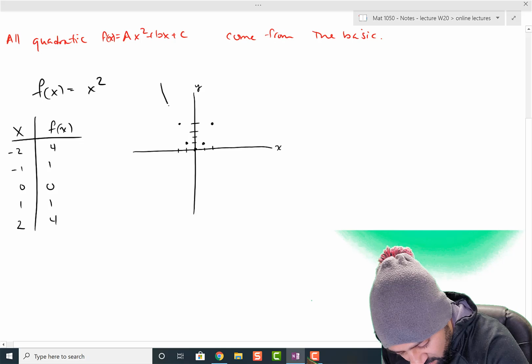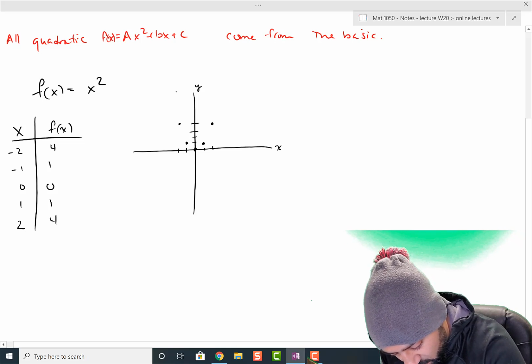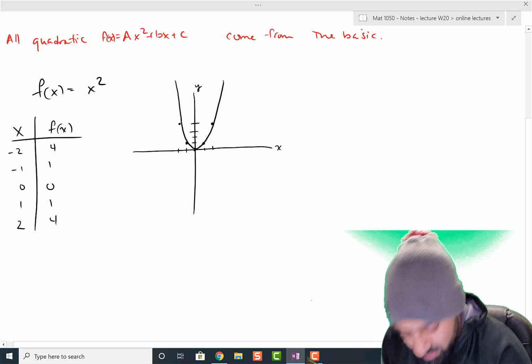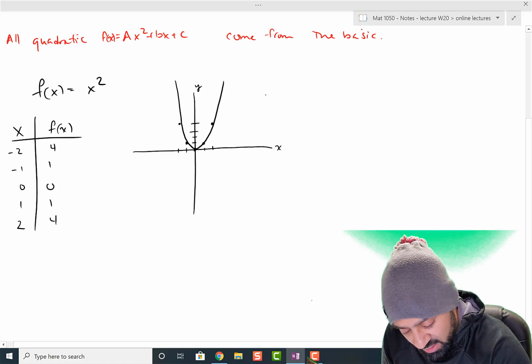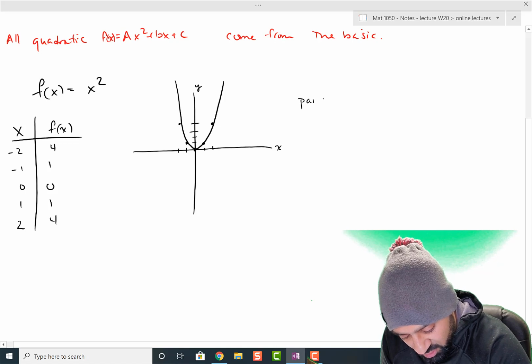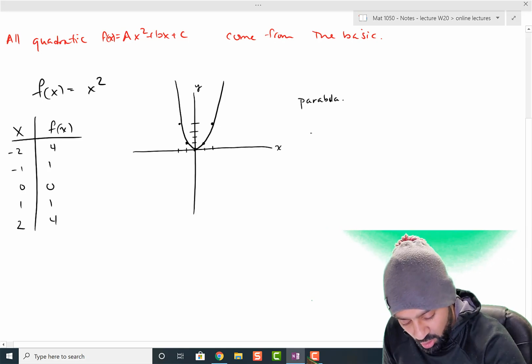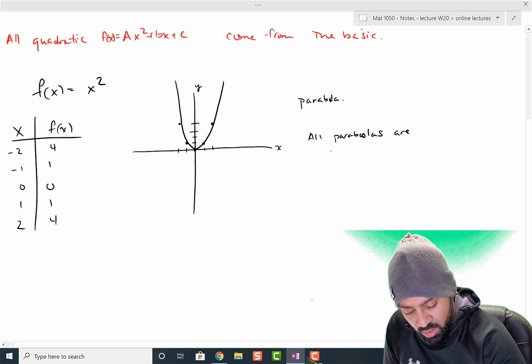So the daddy of all quadratics is this beautiful creature. Oh, I didn't even go through the points. Let me try to connect the dots again, guys. All right, and got it. So that's the daddy of all quadratics, known as this degree 2, and he has a special name. He's called a parabola. Parabolas are no big deal. They're all horseshoe shaped. So all parabolas are horseshoe shaped.